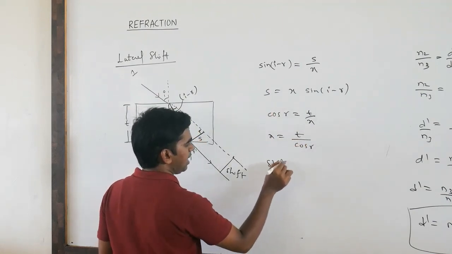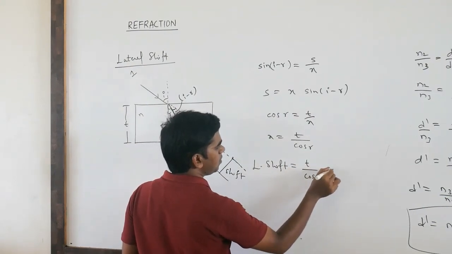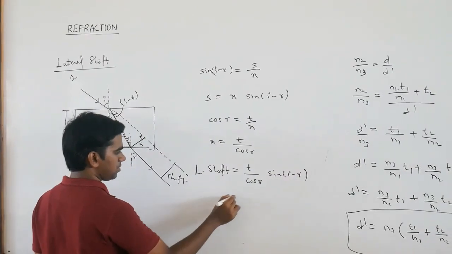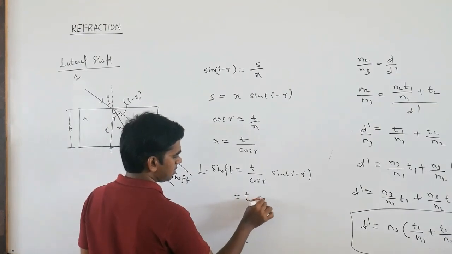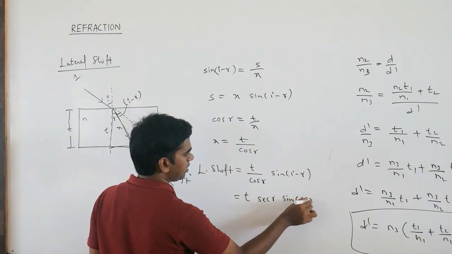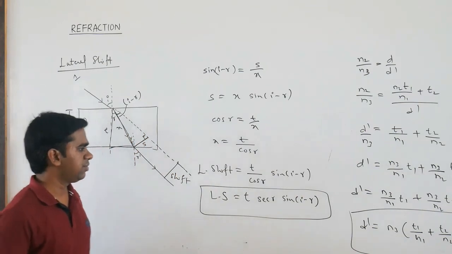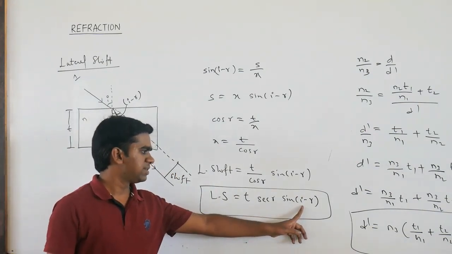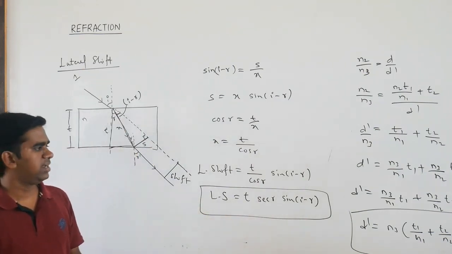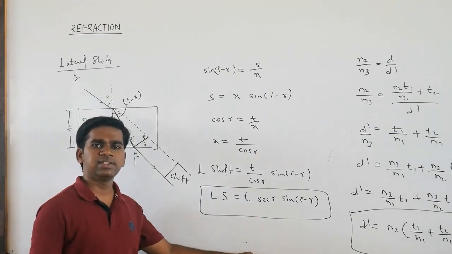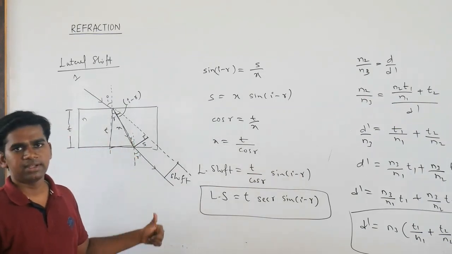So the lateral shift equals t divided by cos r into sin(i minus r), or thickness into sec r into sin(i minus r). This is the formula for lateral shift. If you know r, with the help of Snell's law you can find r. If you find r, you can find the lateral shift easily. Okay, in the next class we will discuss total internal reflection and its applications. For now, you can solve some problems on the normal shift and lateral shift.